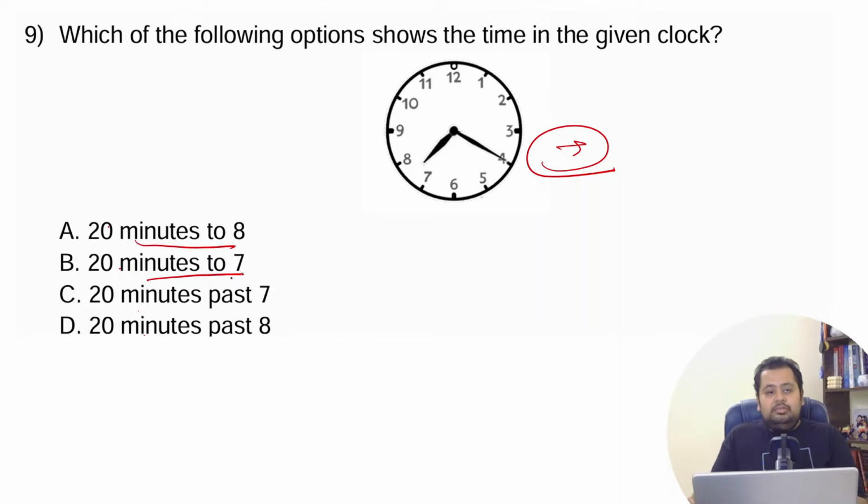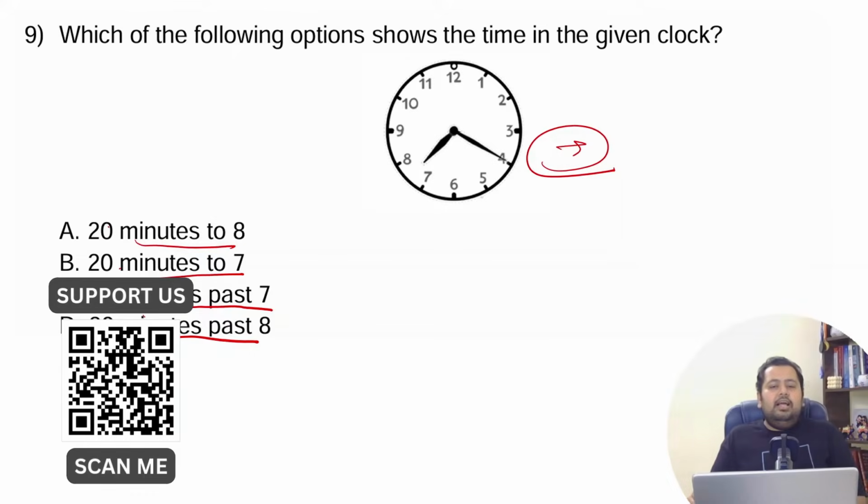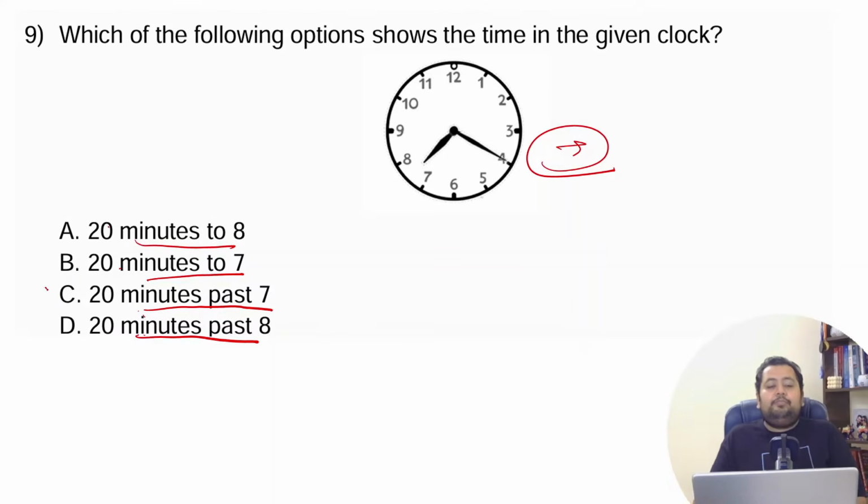Is it 20 minutes to 7? Is it 20 minutes past 7 or 20 minutes past 8? Is something that you have to find out. Great. Easy one. This is 20 minutes past 7, right? So it is not 20 minutes to 8. For 20 minutes to 8, the minute hand of the clock would point towards 8. So it cannot be that one.